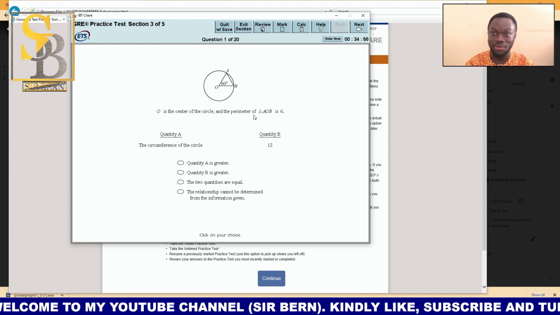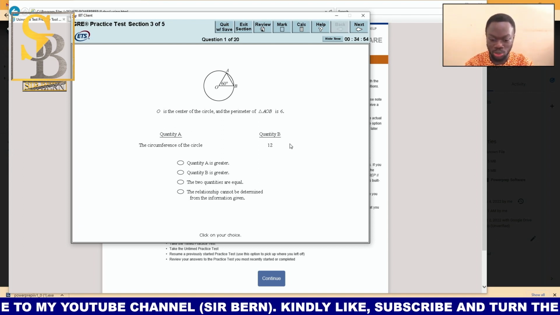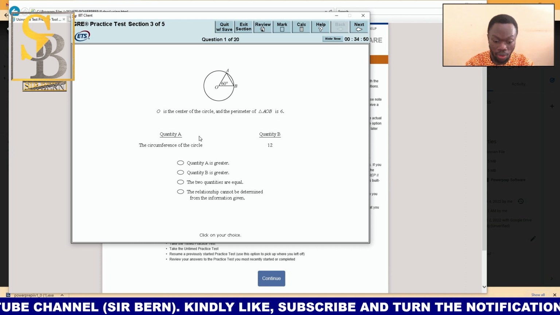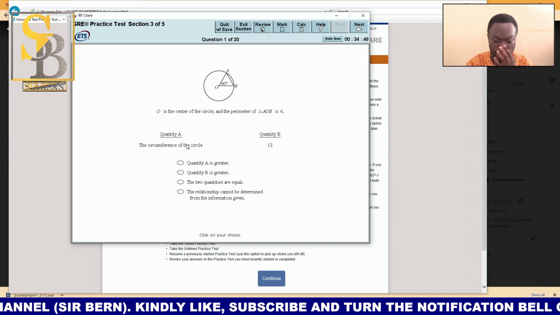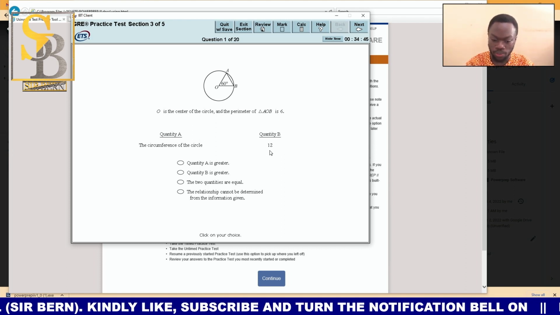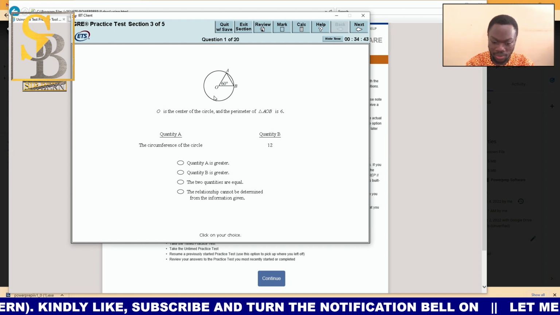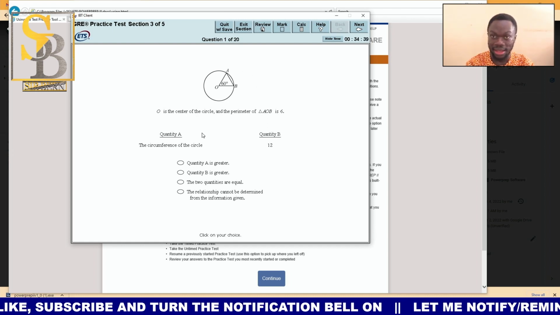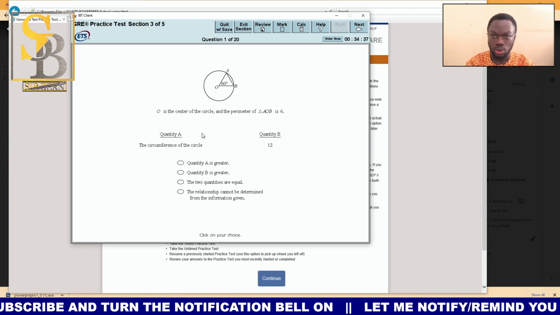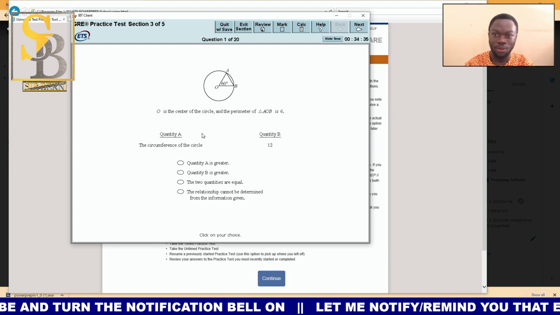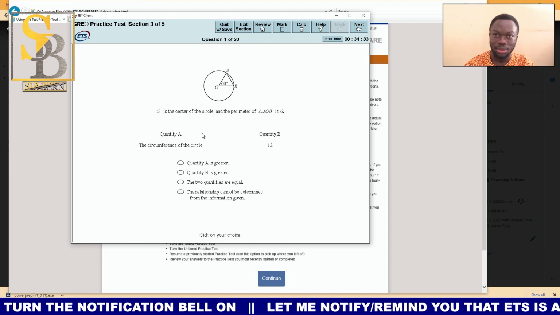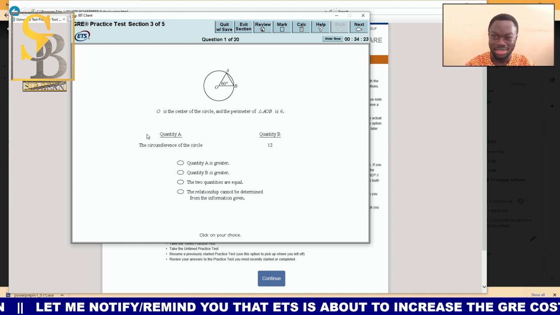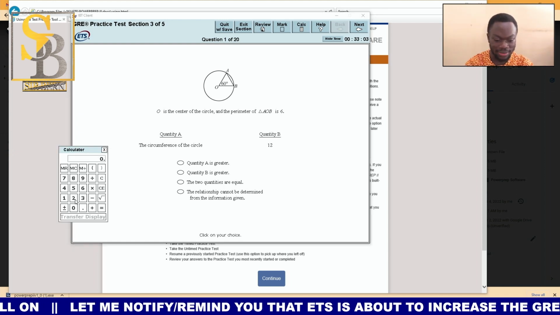Like I said, we have quantitative comparison. You are comparing 2 things. They're giving you this and you are solving for the circumference of the circle as quantity A. Then you are comparing it to quantity B, which is 12. After solving for this, I think we are going to get 4 pi as our answer. And pi is 22/7 or 3.142. So 4 times 3.142 gives us, I think, 12.568. So let's just say 22/7.